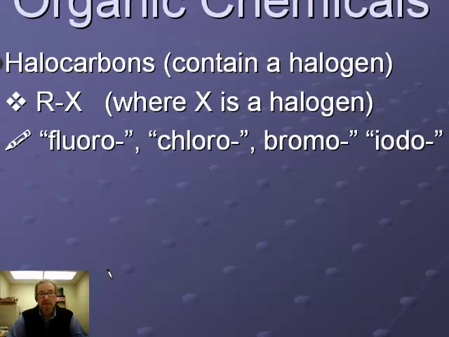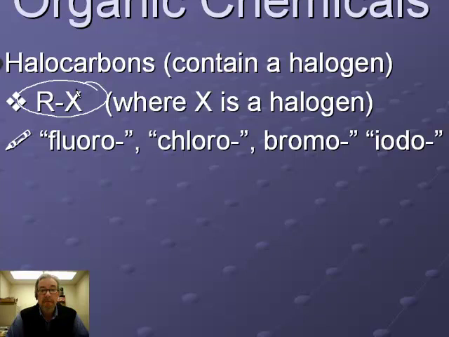Now we're going to take a look at some organic chemicals that don't contain only carbon and hydrogen. One is called halocarbons. Halocarbons contain a halogen in their structure. So the generic formula is RX, where X is a halogen. And you can have more than one halogen atom attached, and they don't have to be the same halogen. So halocarbons are organic compounds that have at least one halogen attached to them somewhere. Sometimes these are called halogenated alkanes.